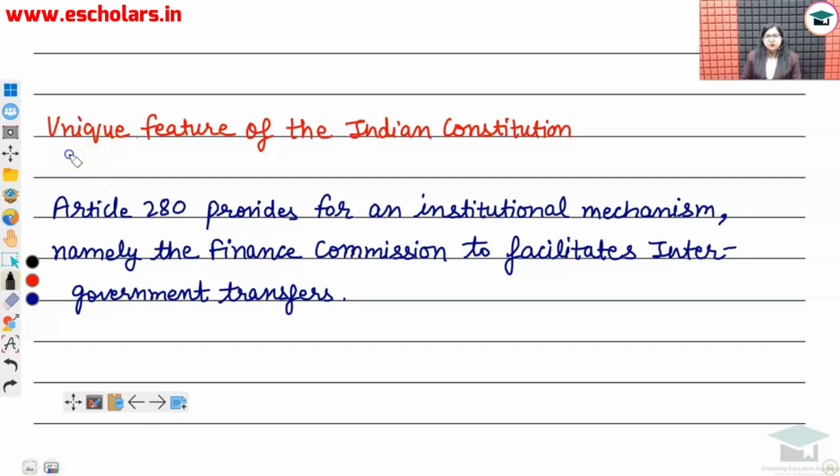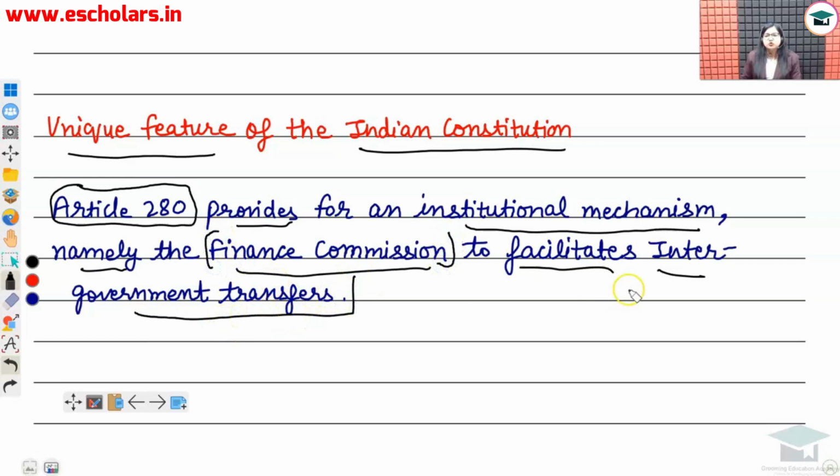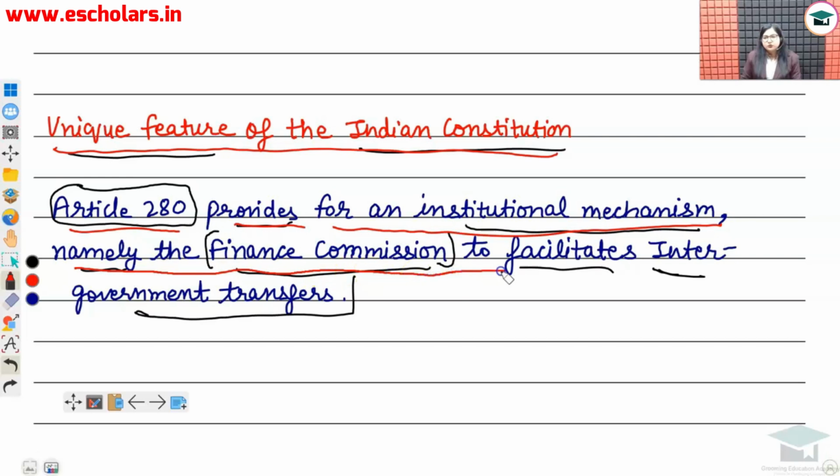Now students, we will talk about the unique feature of the Indian Constitution. Article 280 provides for an institutional mechanism, namely the Finance Commission, in order to facilitate intergovernment transfers. Basically, the Finance Commission is there to support and help in intergovernment transfers. So let's recall it. Unique feature of the Indian Constitution: Article 280 provides for an institutional mechanism, namely the Finance Commission, to facilitate intergovernment transfers.